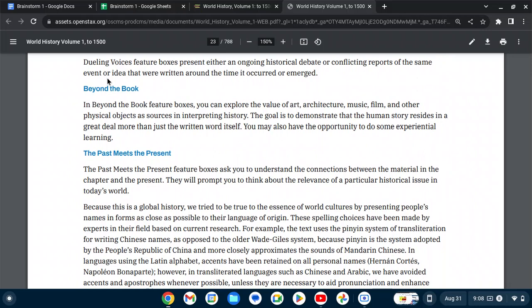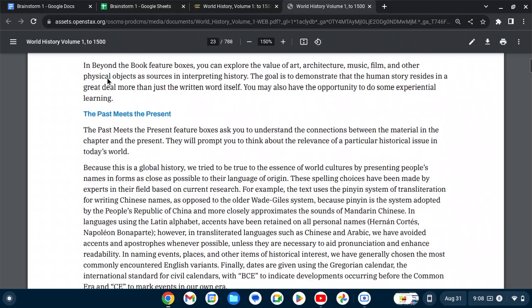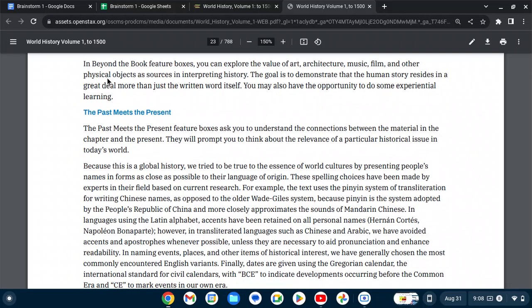Beyond the Book. In Beyond the Book feature boxes, you can explore the value of art, architecture, music, film, and other physical objects as sources in interpreting history. The goal is to demonstrate that the human story resides in a great deal more than just the written word itself. You may also have the opportunity to do some experiential learning.